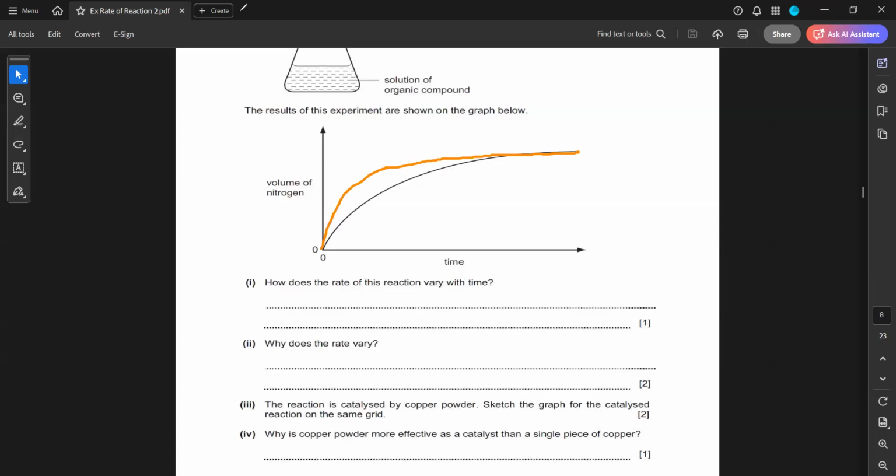So how will you score the 2 marks? My question was the reaction was catalyzed by a copper powder. If you use a catalyst, the rate or the speed of the reaction will be higher, or the reaction will be faster. But the final product will be the same because the catalyst does not alter the amount of the product. So 1 mark is for drawing the steeper line and 1 mark is for drawing the final product to be the same.